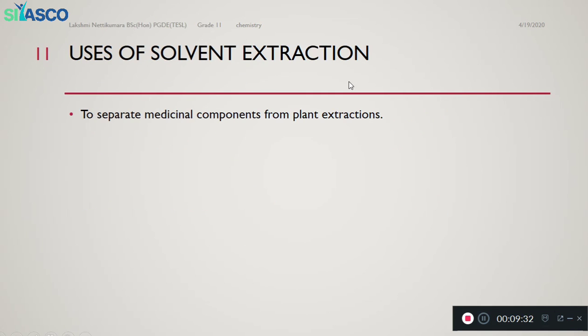Now, solvent extraction is used to separate medicinal components from plant extractions.